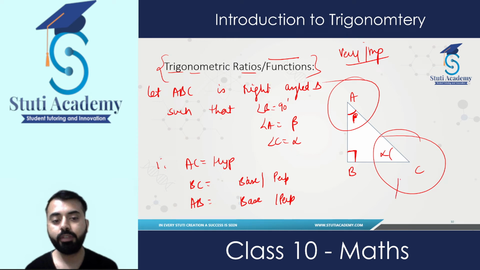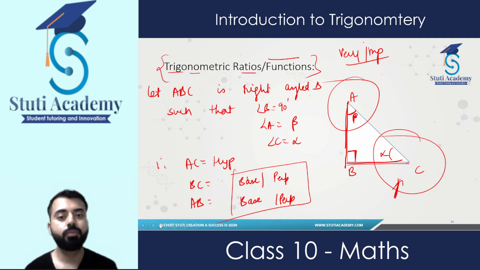If I was considering C as the angle, then BC will be the base and this will be the perpendicular. If I'm considering A as the angle, then this will be the base and that will be the perpendicular. Henceforth, both of these can be either of the two. I hope you've understood the case, right?